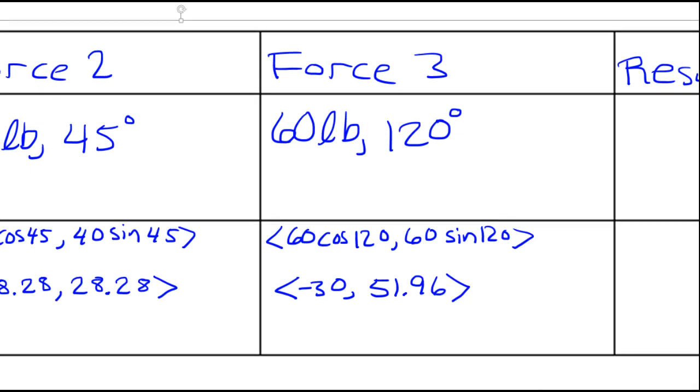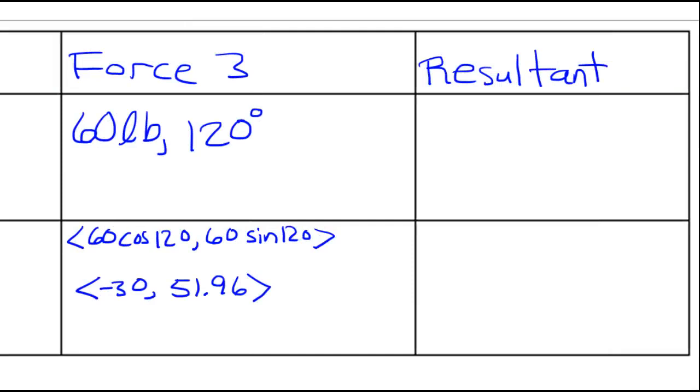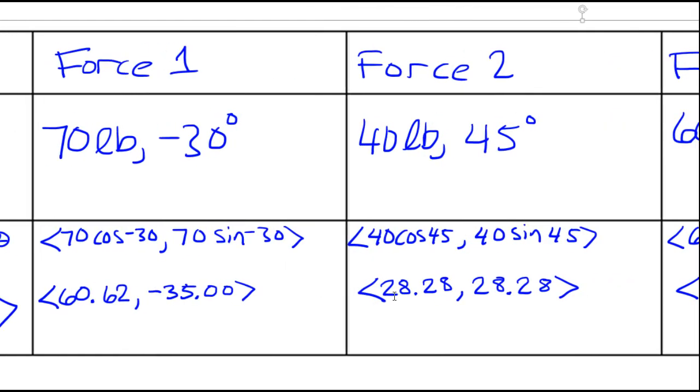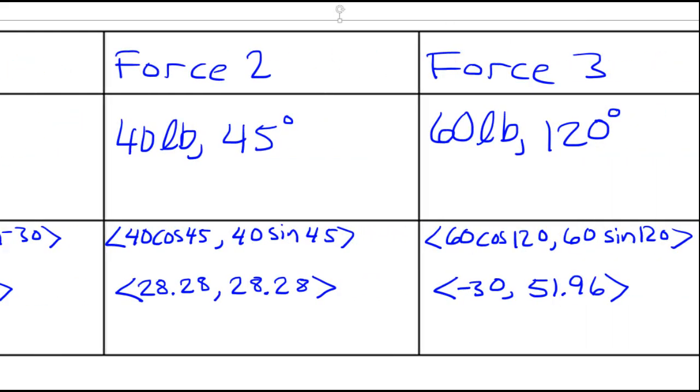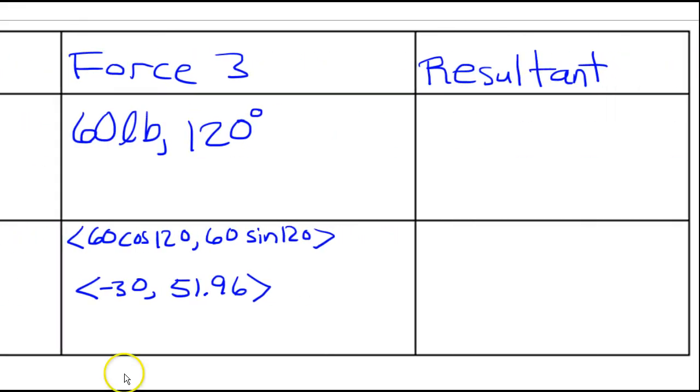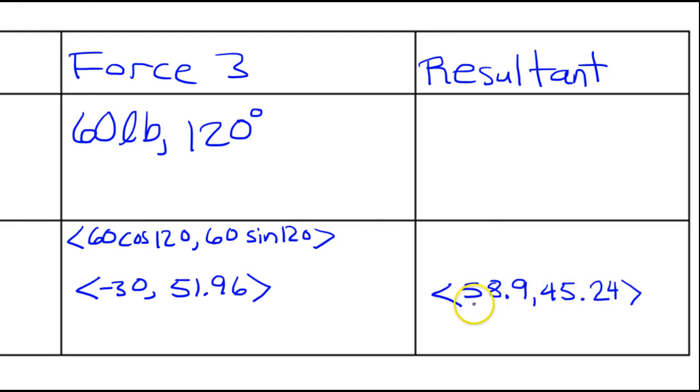So now it is time to find the resultant vector. We converted these into component form so that we could add them together. In component form, all we have to do is add all of the horizontal components together, and then we will add all of the vertical components together. And we will record that here. So we get a horizontal component of 58.9 and a vertical component of 45.24. So all that's left is to find the magnitude and direction of this resultant vector. All right, the final answer will be here.